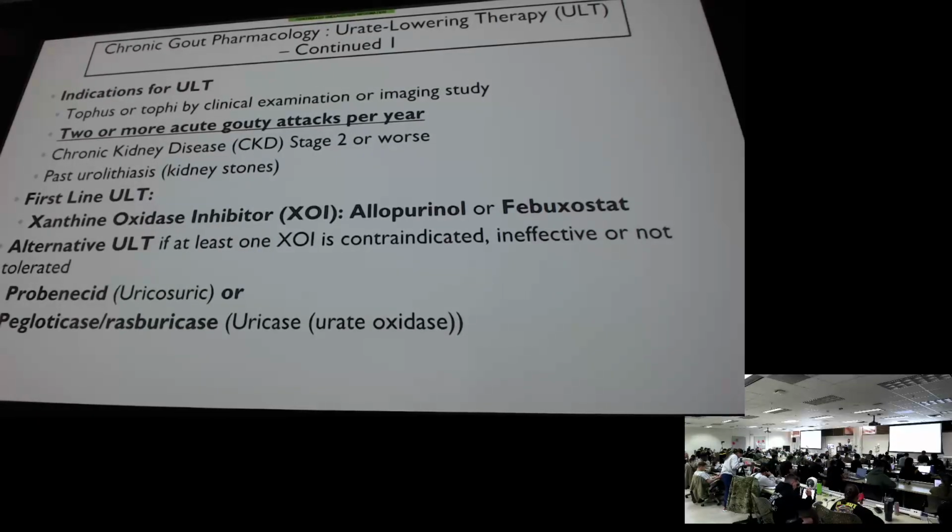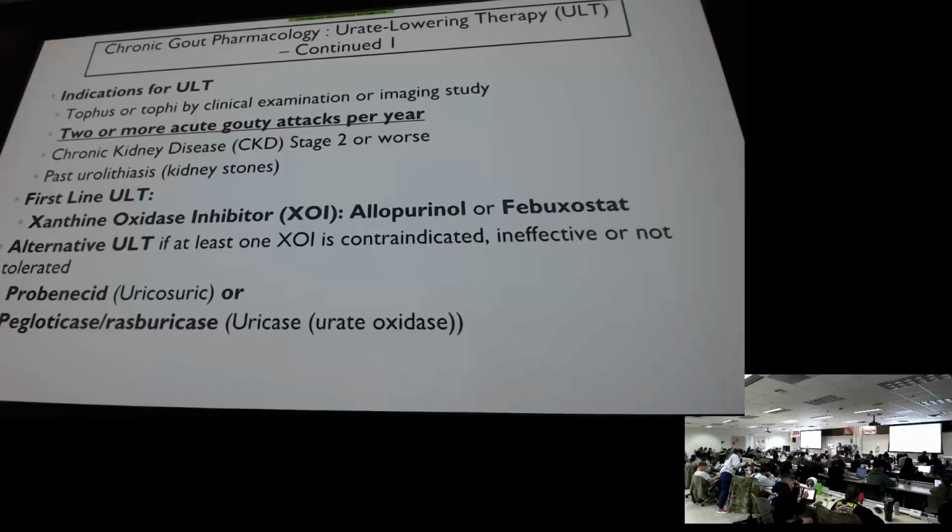So when do we give ULT? If there's tophi present when they present, 2 or more attacks per year, as I mentioned earlier, chronic kidney disease, or previous kidney stones. Those are your indications for ULT. So be familiar with those.